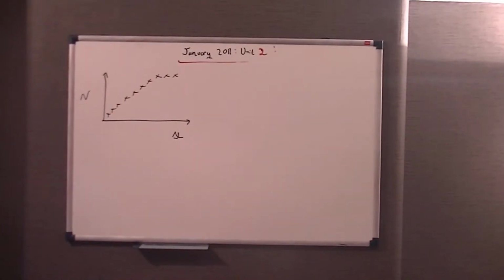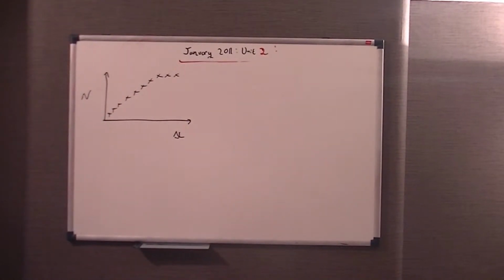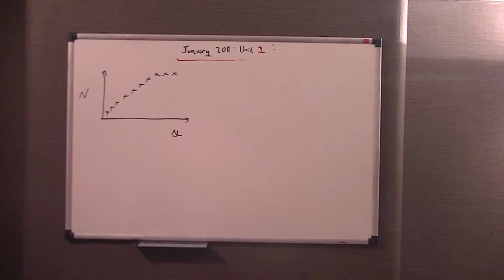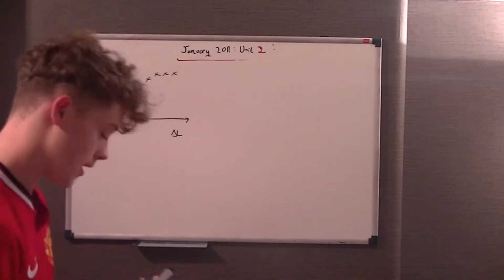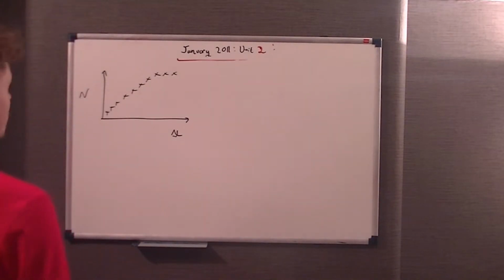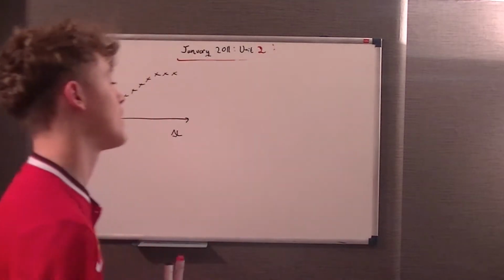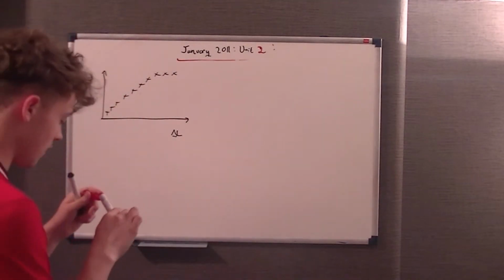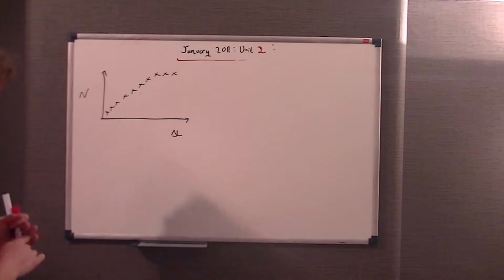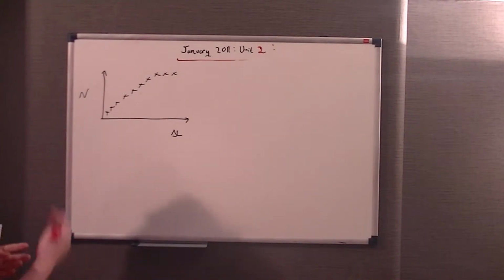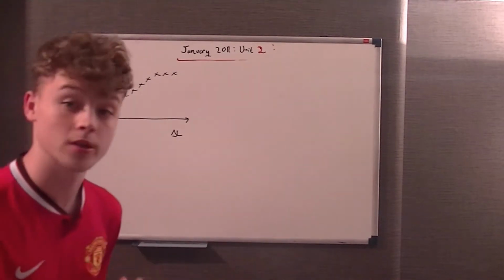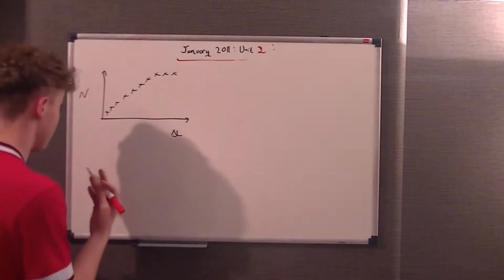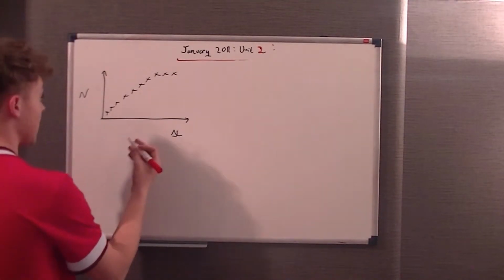This is the Unit 2 exam paper, question 6. I'm going to go very quickly through this and through question 7, which I'm going to do in about 10 minutes, purely because I'm restricted on time. So this is the graph you're given, and the first question is to draw a line of best fit.